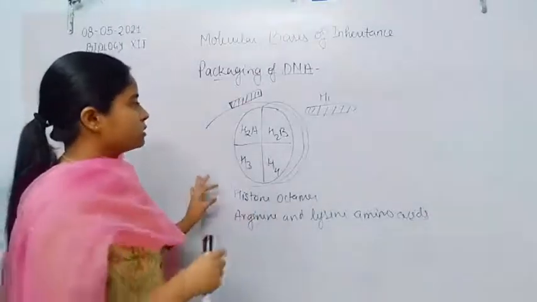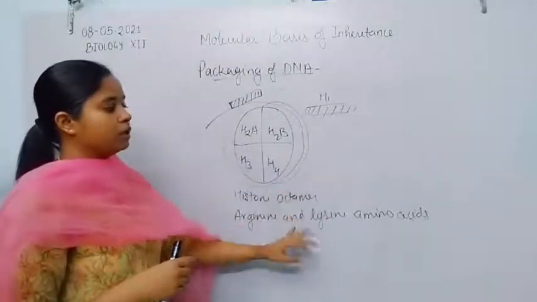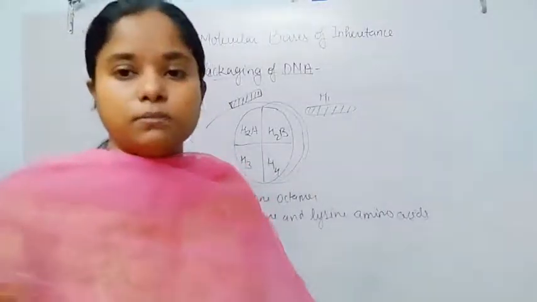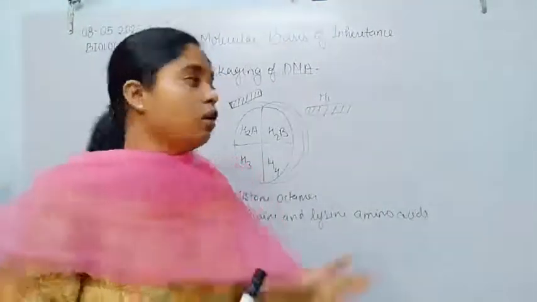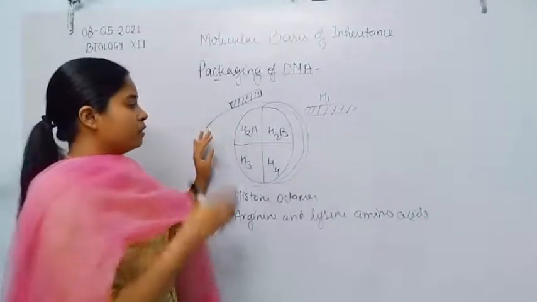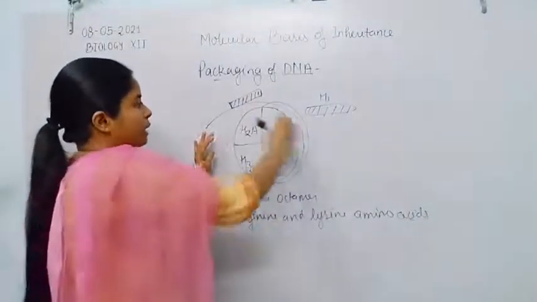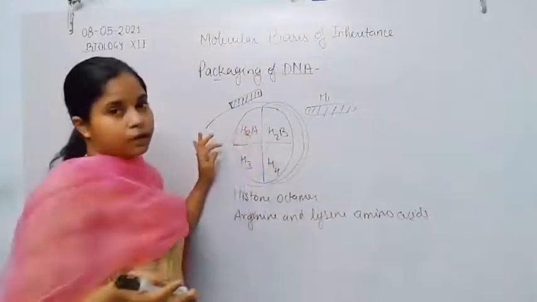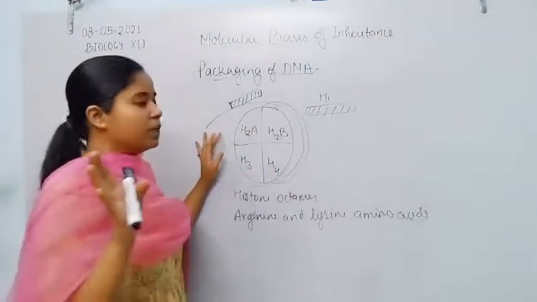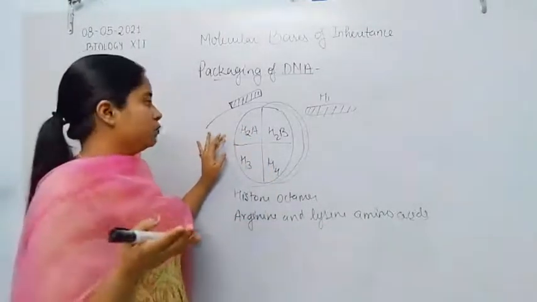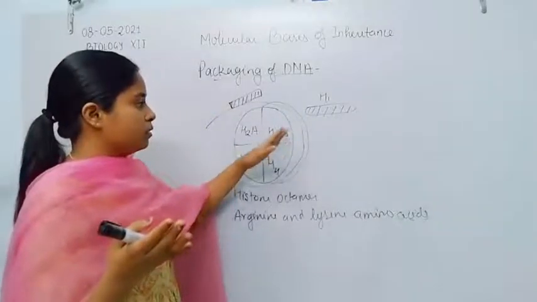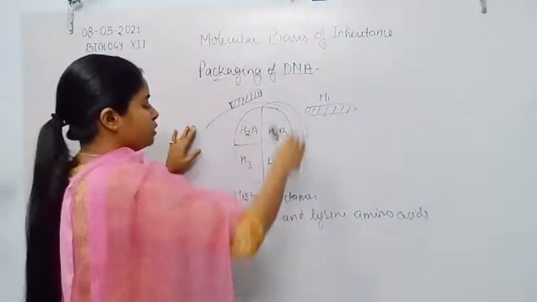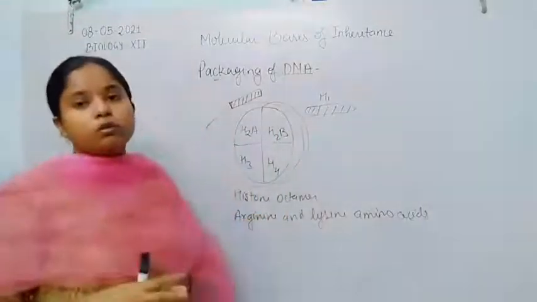Now let us discuss how the packaging of DNA works, how many chromosomes are present, and how many base pairs are present or wrapped around the DNA molecule, so that the total number of base pairs present on the DNA molecule wraps around the histone protein, the histone octamer.